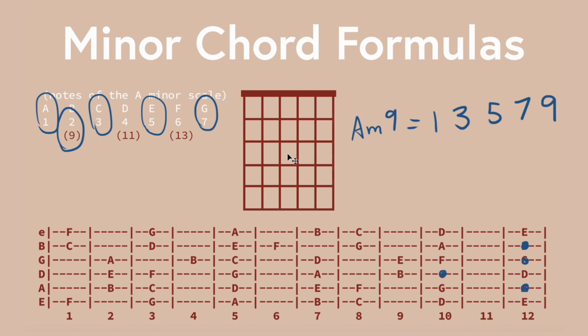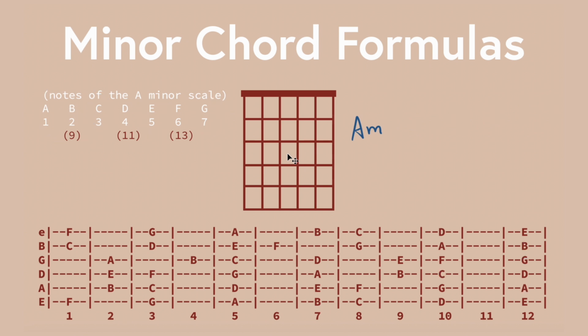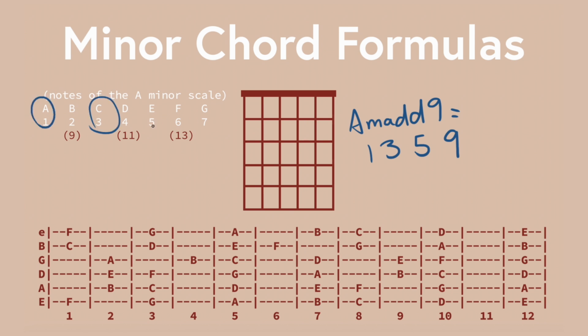Let's do a different one. So the next one we're going to do is A minor add 9. A minor add 9 is exactly what it sounds like. It's A minor with an added ninth. Do that here. So that's 1, 3, 5. That's A minor. Skip the 7th. Do the 9th. So we've got A, C, E, B. Okay. So how am I going to do this?